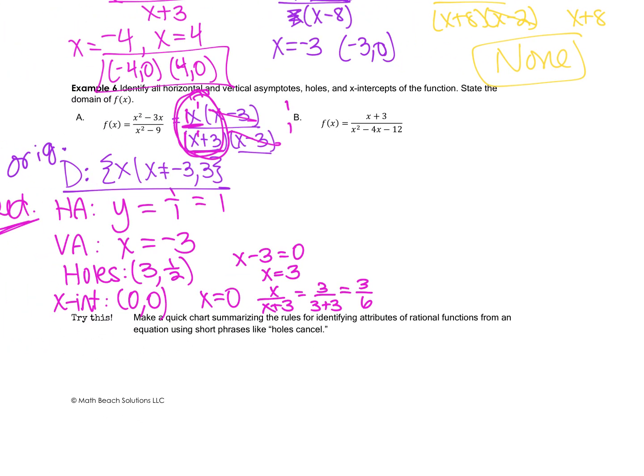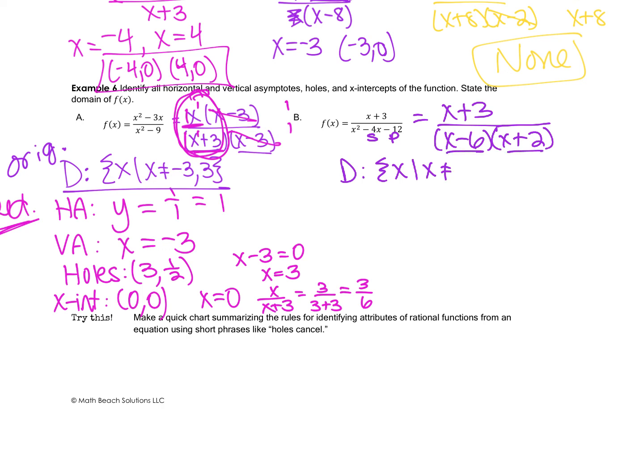All right, next one. So I'm going to factor if possible. My sum is -4, my product's -12. So that would be -6 and +2. Okay, so my domain is the set of all real numbers except what causes the denominator to be 0, which would be 6 and -2.